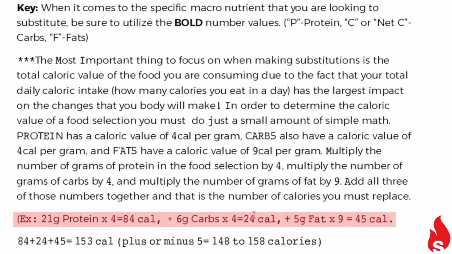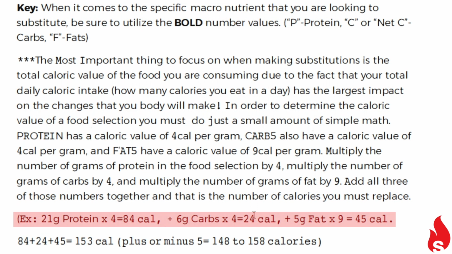Let's say that you're looking to substitute a food that, when you refer to your substitutions guide, has 21 grams of protein, 6 grams of carbs, and 5 grams of fat. First thing we have to do is convert that into calories. Now, what you would do is you would take 21 grams of protein and multiply that by 4 because, as I mentioned, there are 4 calories for every gram of protein. That's going to give you 84 calories.